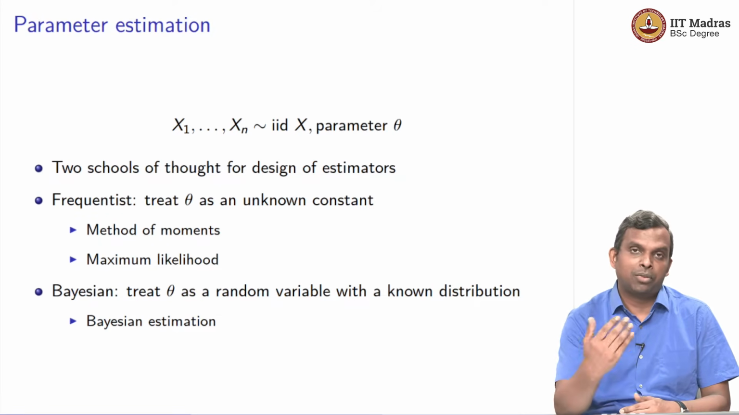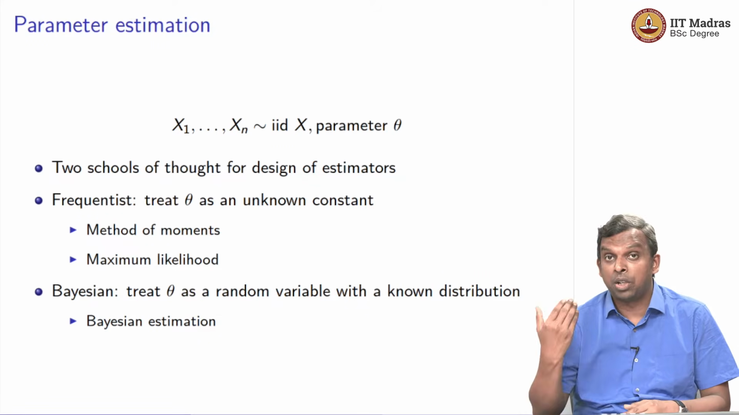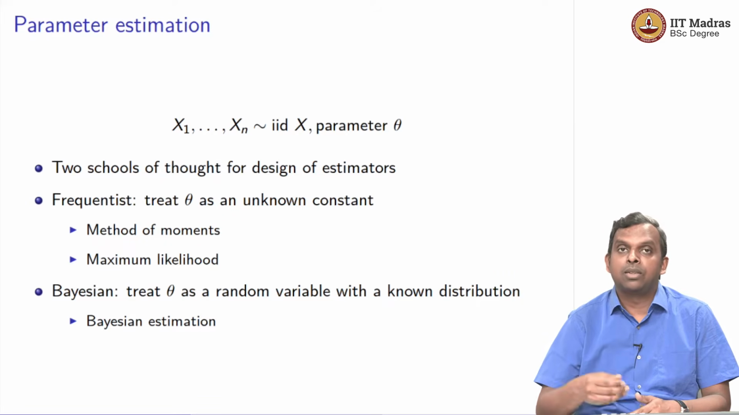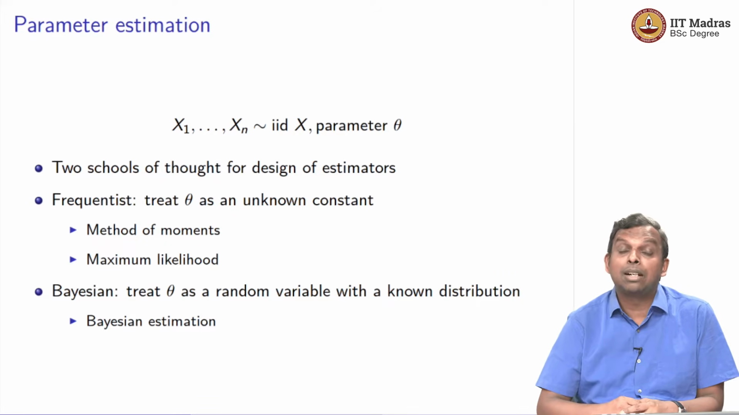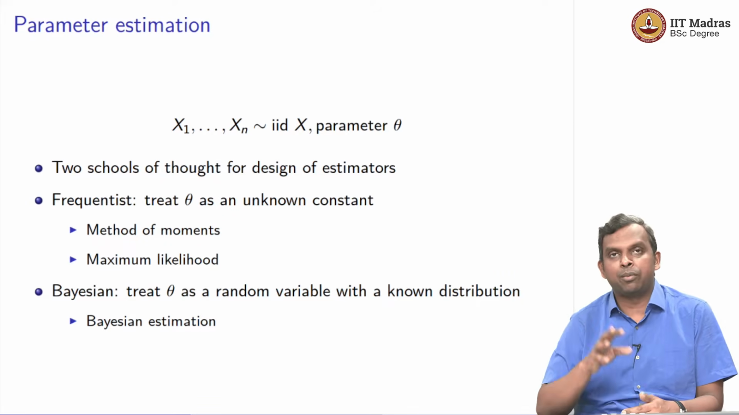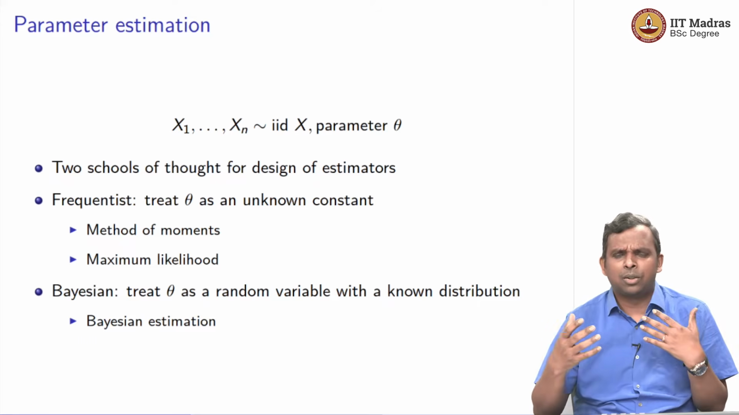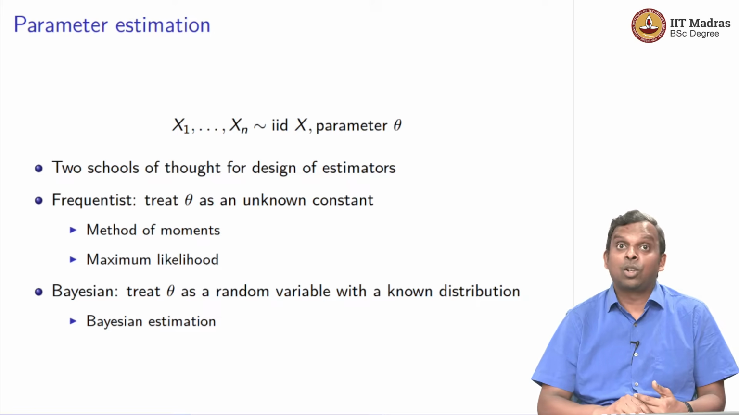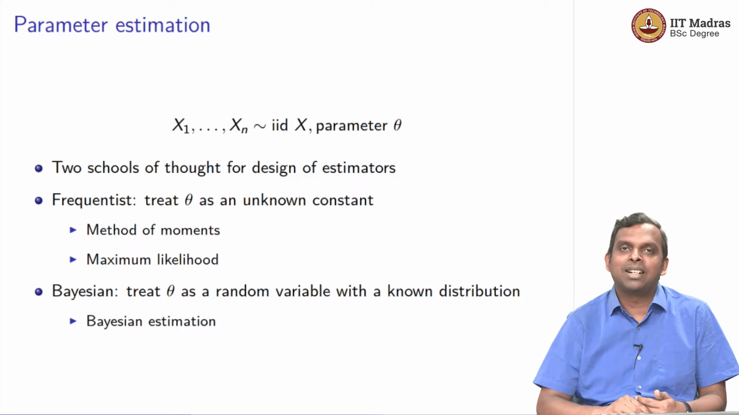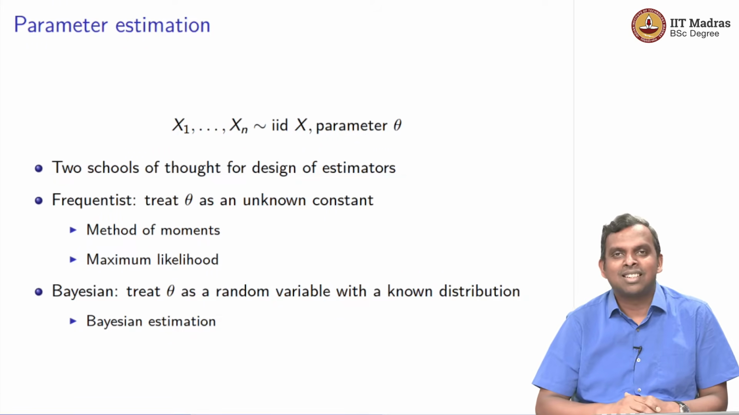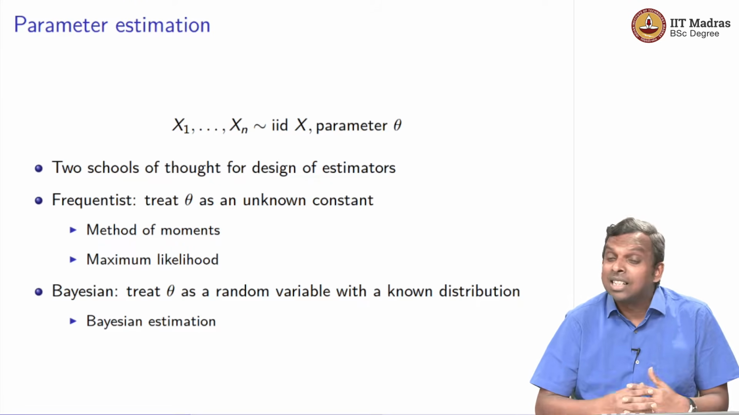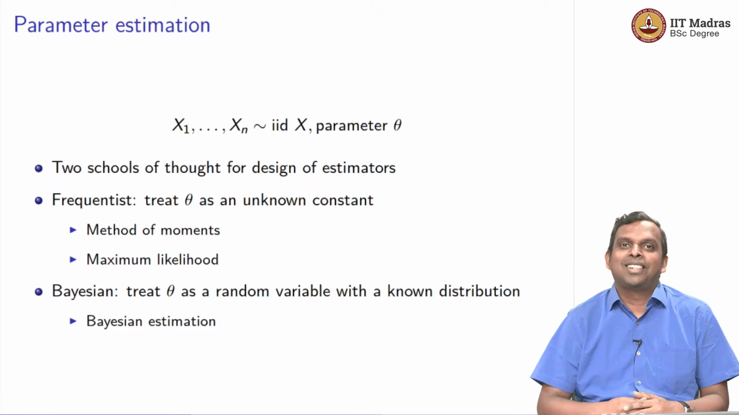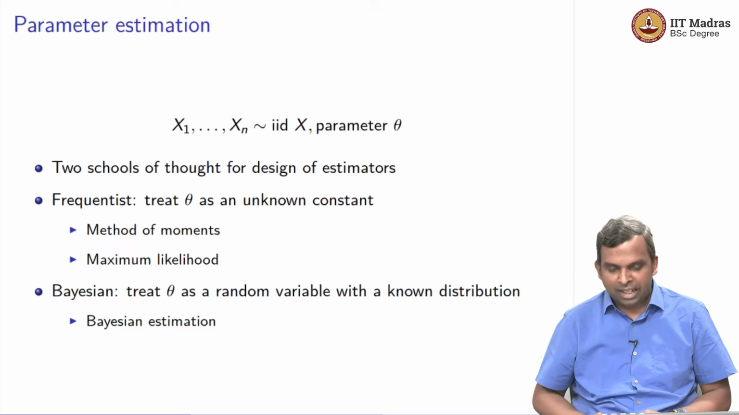Remember, the frequentist one is where theta is assumed to be constant. The Bayesian one is where the unknown parameter itself is assumed to be a random variable. These are two different schools of thought. There are lots of debates between these two philosophies of designing estimators. But as far as we are concerned, it's one more approach. As long as it gives us an estimator, why not, right? So we'll take it and we'll see what we can get with it.